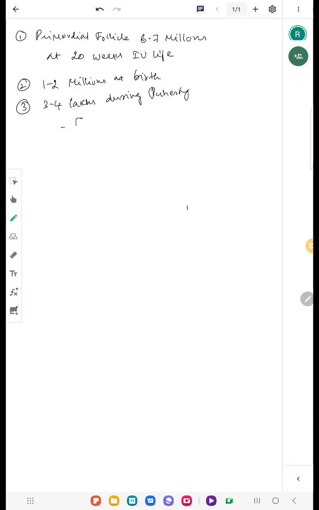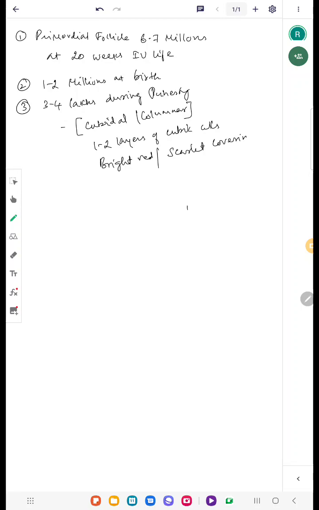These primordial follicles are either cuboidal or columnar, and they have around 1 to 2 layers of cubic cells, and they are bright red, like a scarlet covering. Among these 3 to 4 lakhs, around 400 to 450 follicles are utilized in a woman's life.